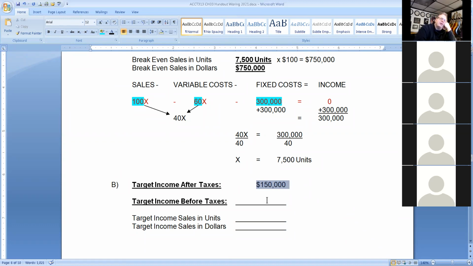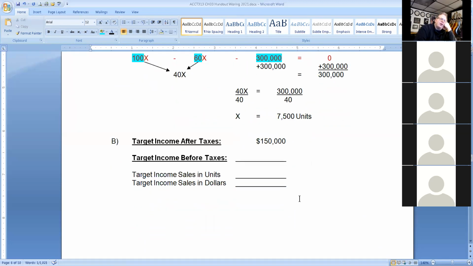before tax income. All right, so here is the formula. You divide it by 1 minus the tax rate. And that will get you the before taxes. So you always divide after tax by 1 minus the tax rate, and that gets you the before taxes, and that's what you're going to plug into your equation, which I'll show you in a second.